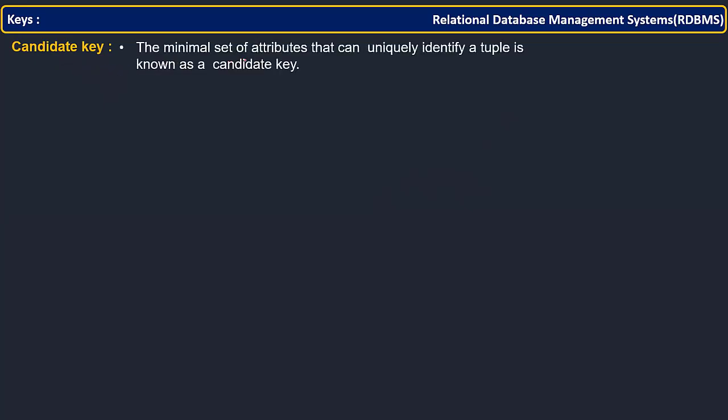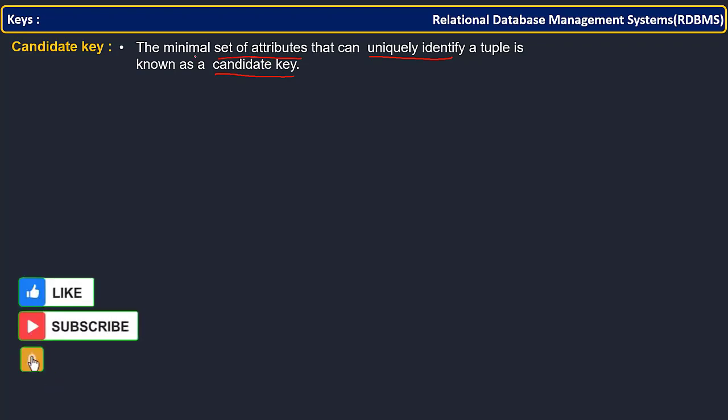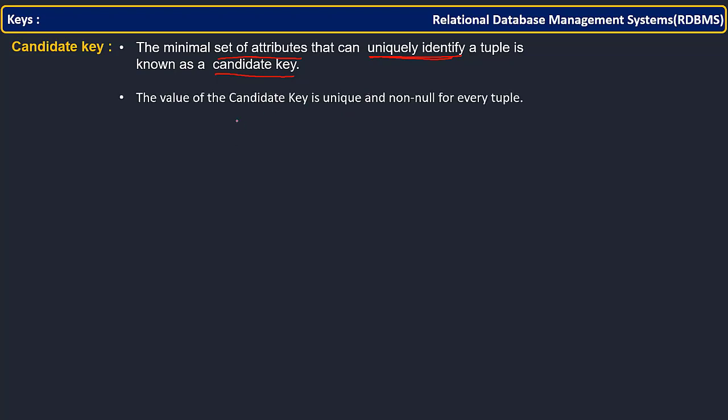Let us see. The minimal set of attributes that can uniquely identify a tuple is known as a candidate key. So very importantly, unique identification actually. We are in a relation or in a table, where we are going to have a set of records. The attribute or set of attributes, maybe one attribute or more than one attribute, must be minimal so that you are in a position to identify uniquely. So let us see what it means in the discussion.